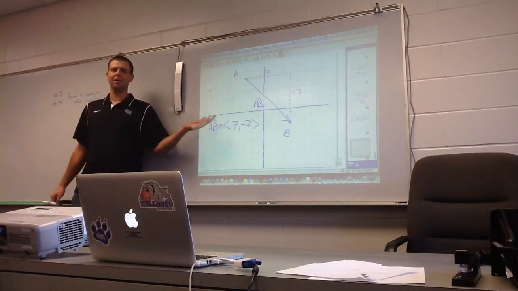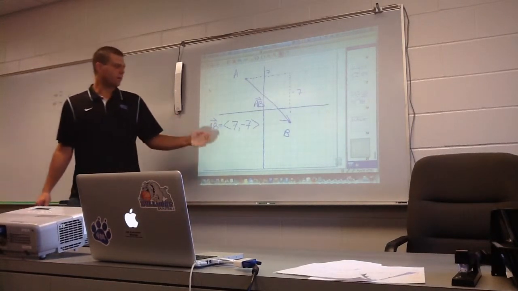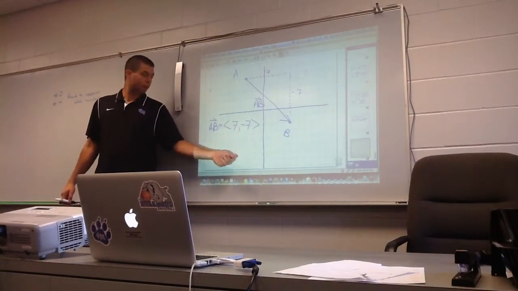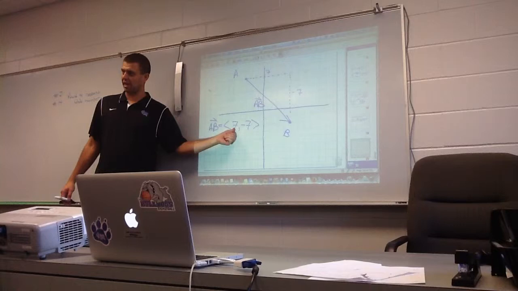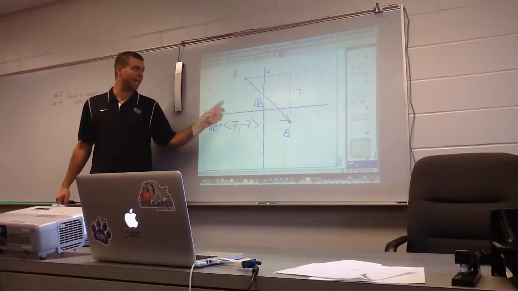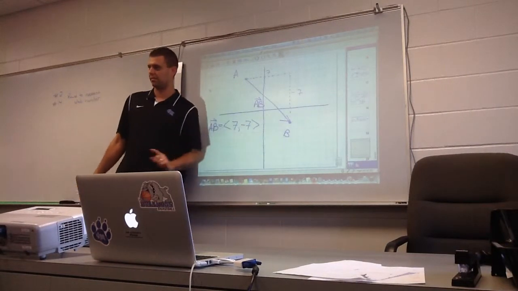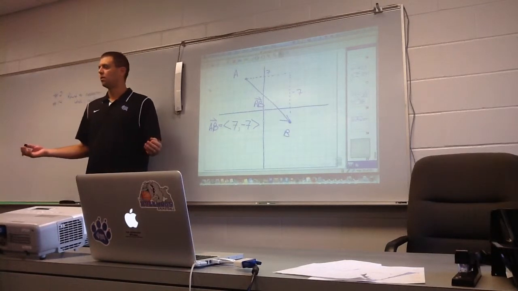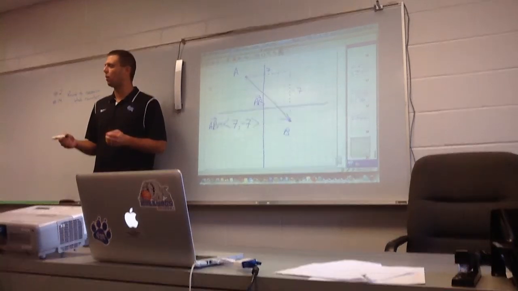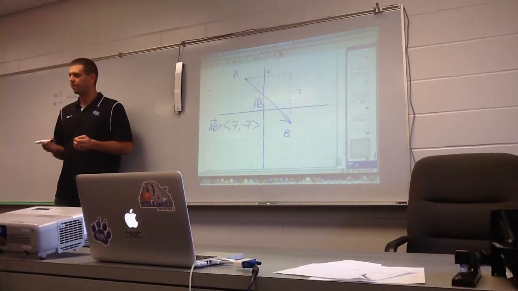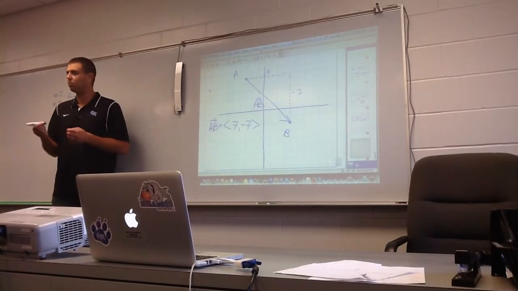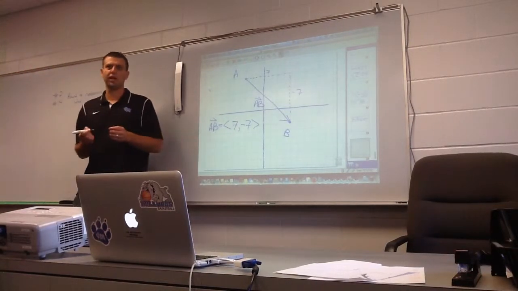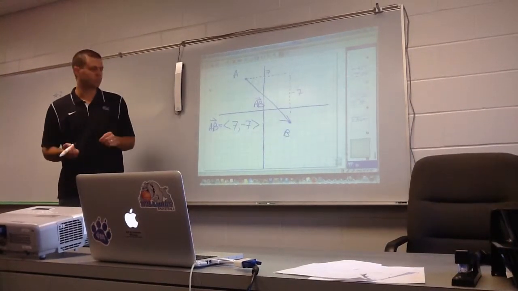Okay, so I wrote it as an ordered pair. Anybody have questions on that? Remember, this is how far it traveled horizontally, this is how far it traveled vertically as you went from A to B. Now, if somebody did this backwards, what would their answer have been? Negative 7, 7. It would just be the exact opposite, but they're definitely different vectors because they go in different directions.